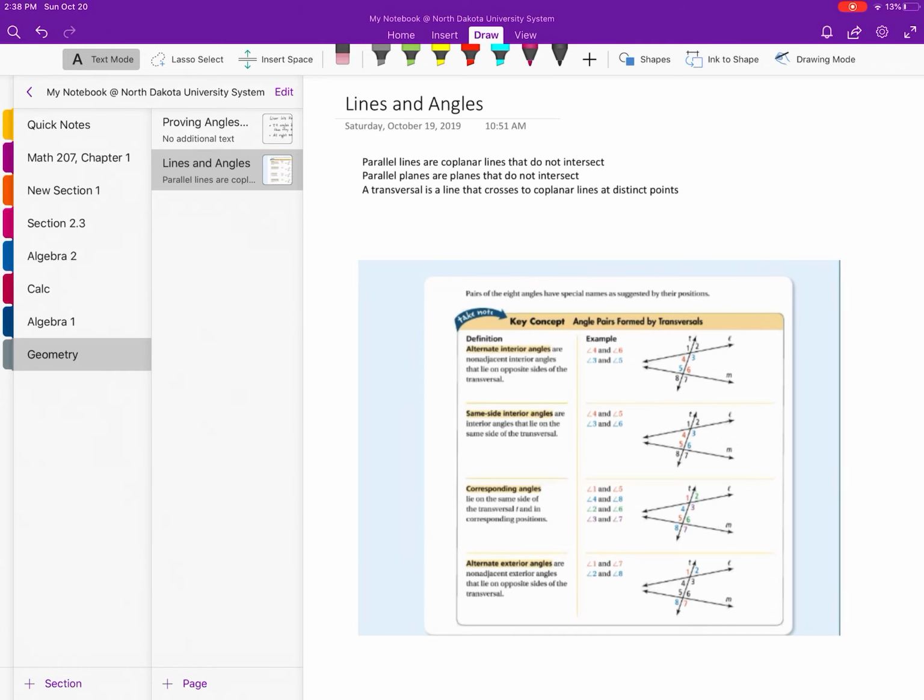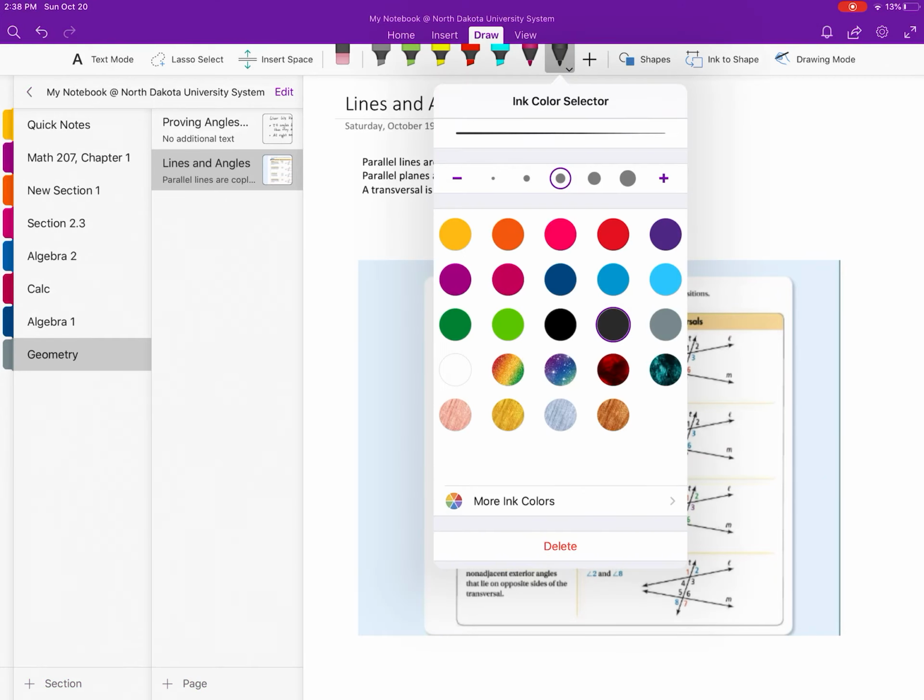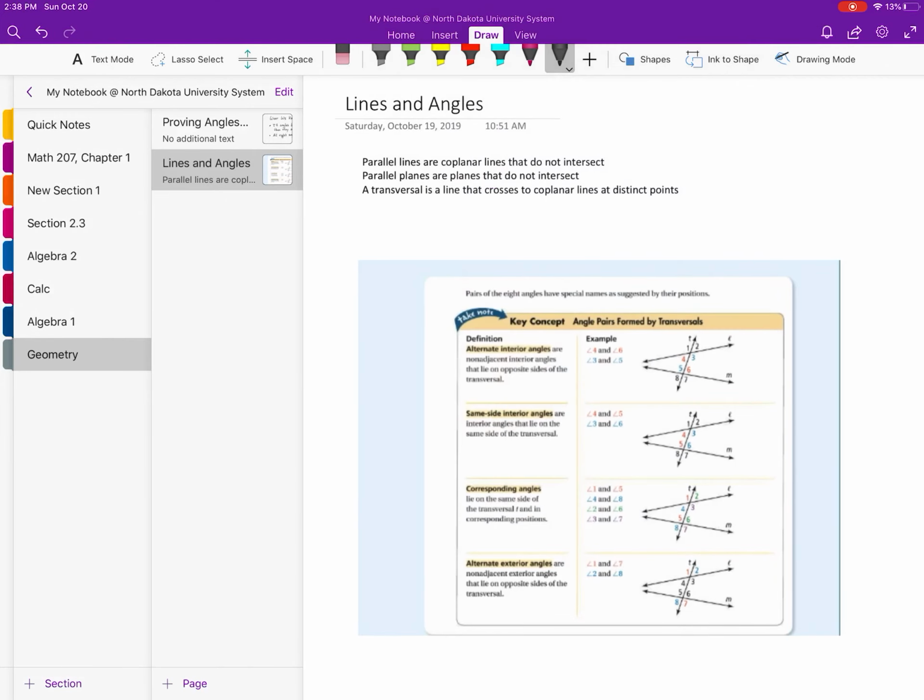A couple of definitions that we need to get out of the way. Parallel lines are coplanar lines that do not intersect. We know this hopefully from Algebra 1. We remember that parallel lines never intersect. We may have also, in our previous math lives, seen this symbol. So if you see, say, A, that reads A is parallel to B. It's kind of a really long 11.